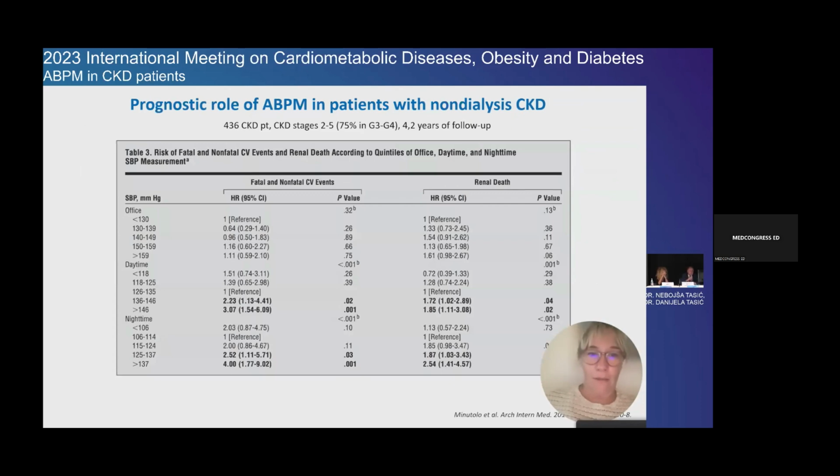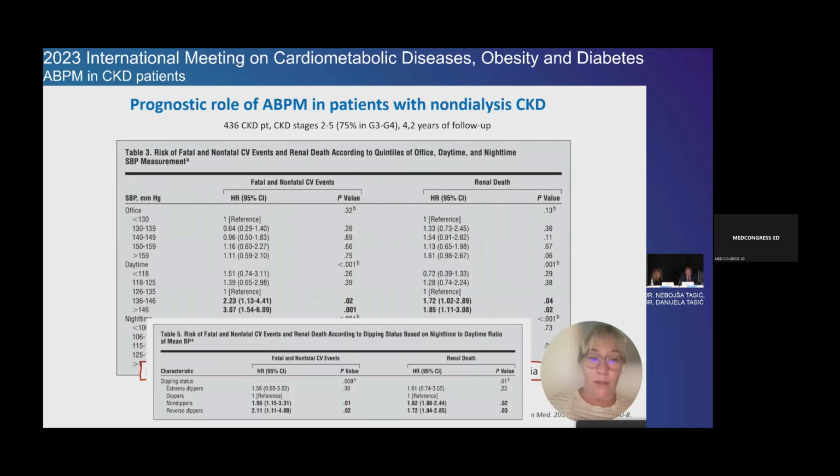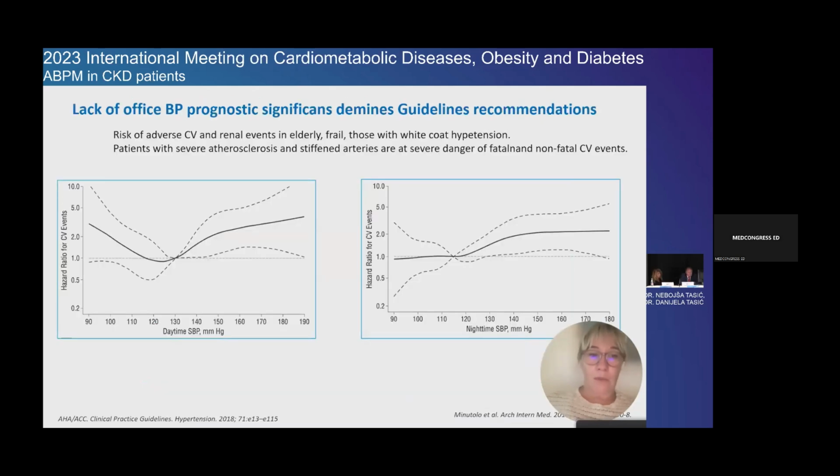They compared fatal or non-fatal cardiovascular events and renal death with ABPM and office blood pressure, and it is clear that systolic daytime uncontrolled hypertension is a good predictor of fatal and non-fatal cardiovascular and renal deaths, and nighttime systolic blood pressure even more so. And this was independent of other cardiovascular risk factors, but office blood pressure measurements don't predict any of the mentioned hard outcomes. Also, non-dipping and reverse dipping in CKD patients are able to predict fatal and non-fatal cardiovascular and renal events.